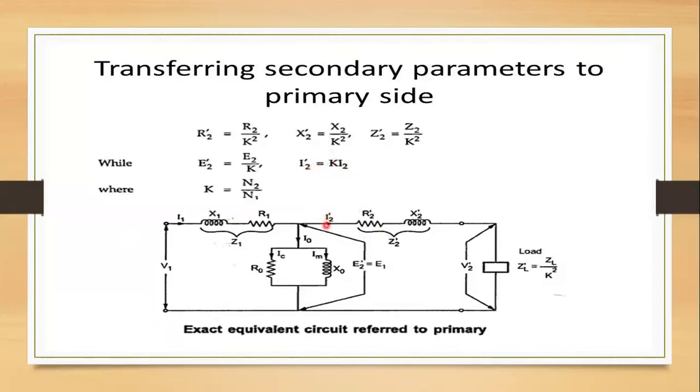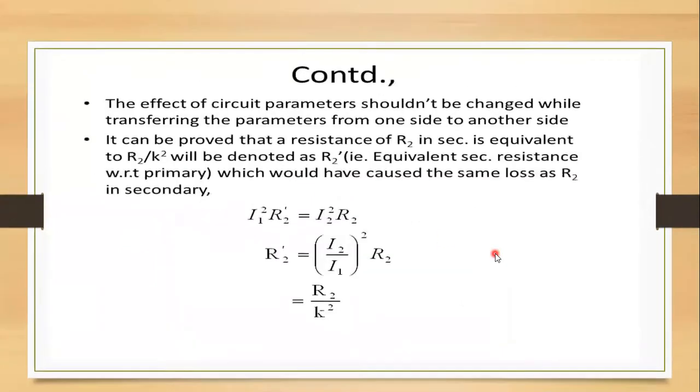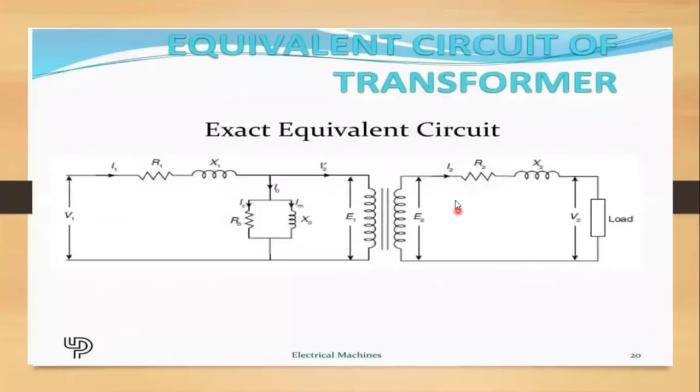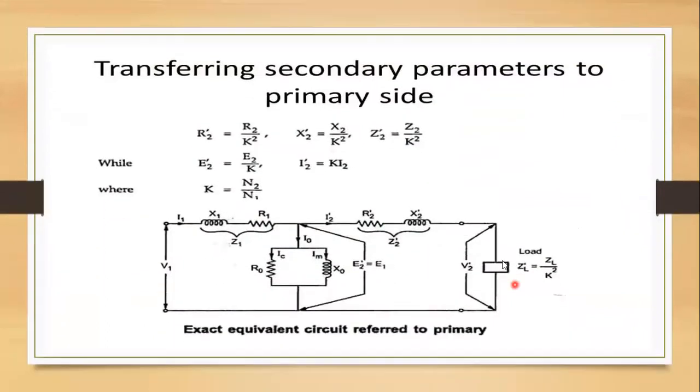So I2' is nothing but K times of I2, the current flowing in the secondary winding of the transformer. That means all the secondary side parameters are converted to the primary side: R2 by K square, X2 by K square, Z2 by K square, E2 by K, and I2 into K. So like this, all parameters are converted from secondary side to primary side. This is exactly the equivalent circuit referred to the primary side. Understood? So this is secondary to primary.